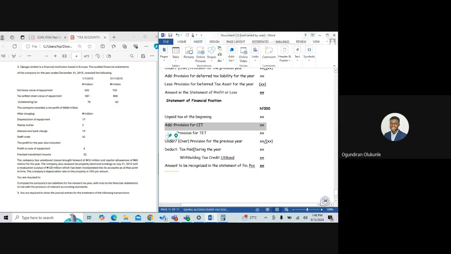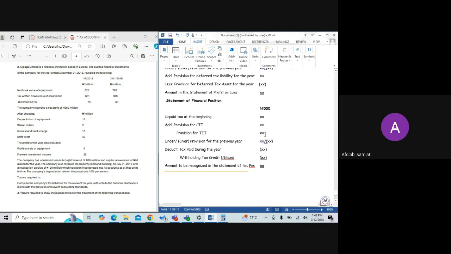Then you now deduct the tax paid during the year. That's the tax that you paid during the year. And in case you didn't pay tax, but you have withholding tax, don't forget that we used to say that withholding tax is an advance tax payment. So withholding tax at the end of the day will be utilized. So that withholding tax will also be deducted at the end of the day. So that will give you the amount to be recognized in the statement of financial position. Do you get that now?